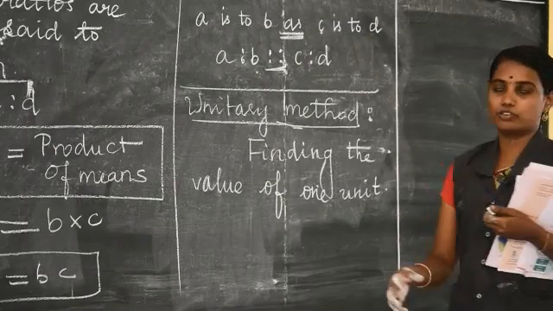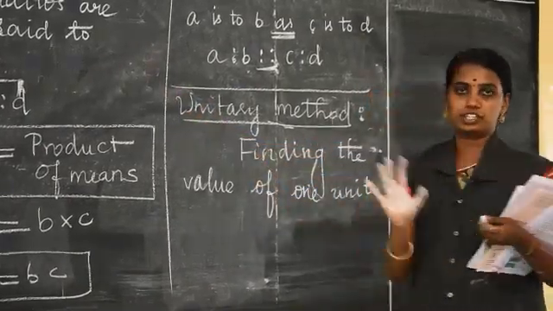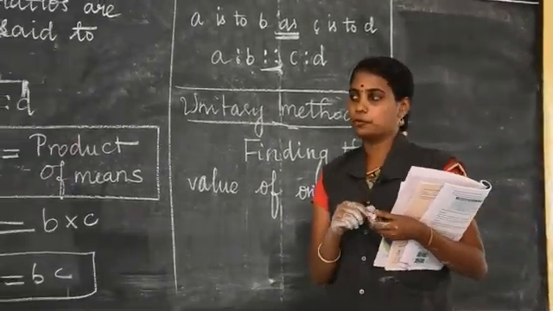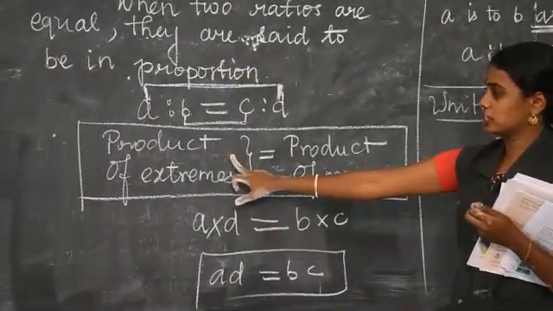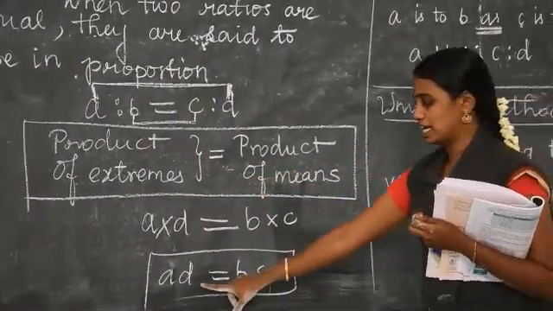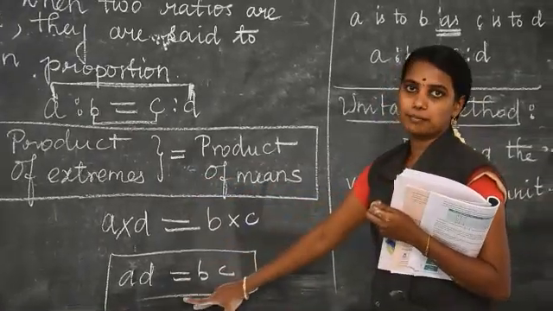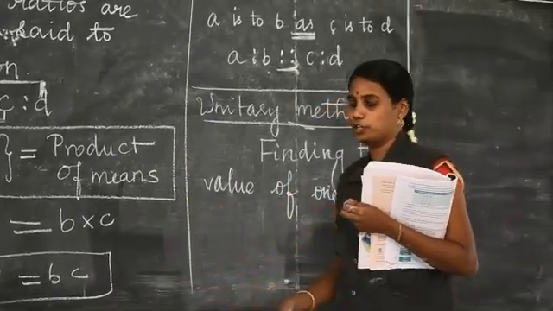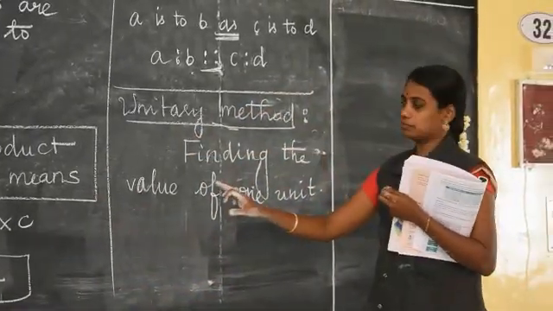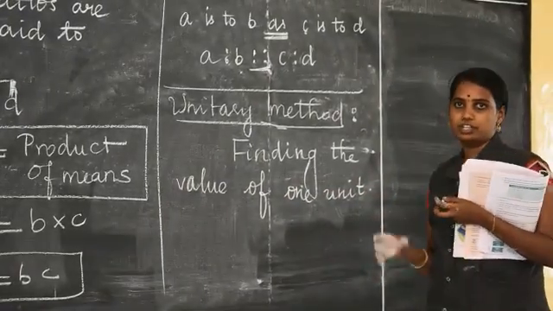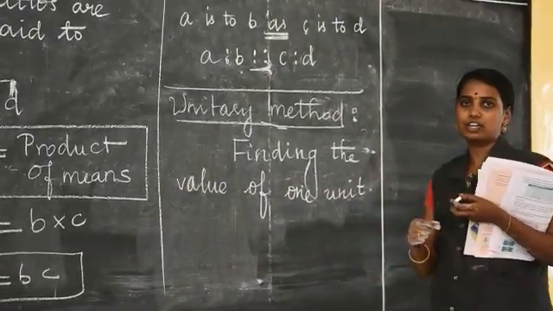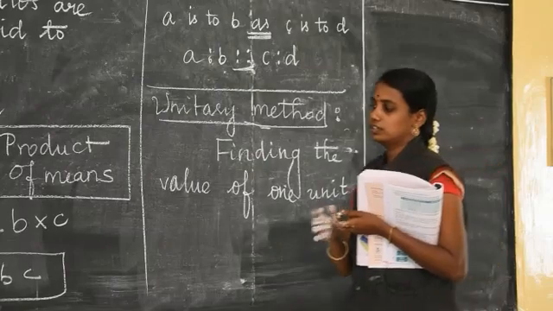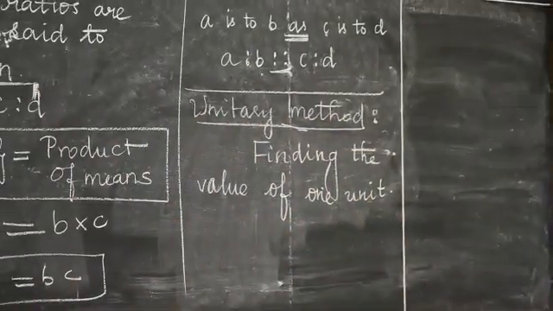So in the next exercise we are going to see about proportion and the unitary method. Proportion: when two ratios are equal, they are said to be in proportion. The formula is product of extremes equal to product of means, AD equal to BC. Using this formula, you can find out whether it is in proportion or not, and you can also find the missing term. Next, unitary method: finding the value of 1 unit. Whichever is given more, we can find the value of 1, then go for finding the more things. Next exercise.